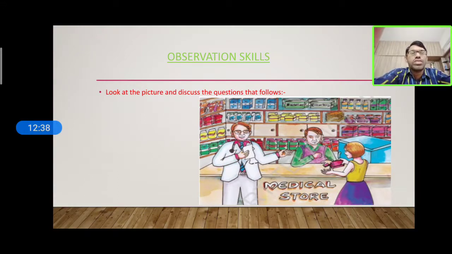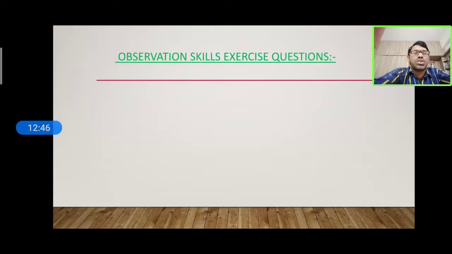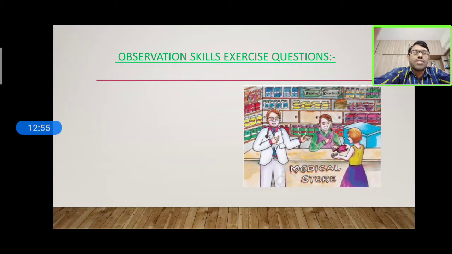Now we shall go on with the exercise part regarding this observation skill. Observation skill exercise questions. Here also you will be seeing a picture, children. The same picture will come on the screen. Regarding this picture there will be some questions. Now we shall see what type of questions are there.